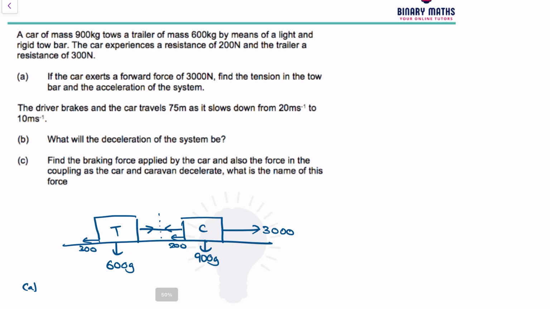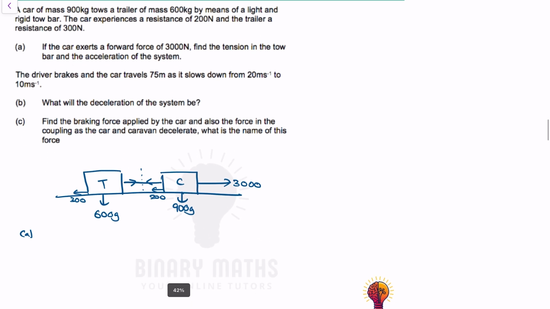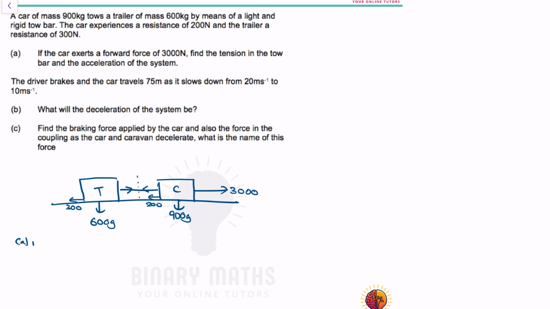So part A. Let's apply Newton's second law horizontally to the whole system. That means 3,000, so accelerating forward, 3,000, plus T minus T, minus 200 minus 300 must be equal to mass, the total mass is 1,500 kg, times acceleration.